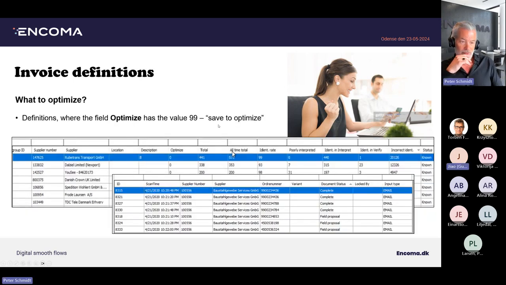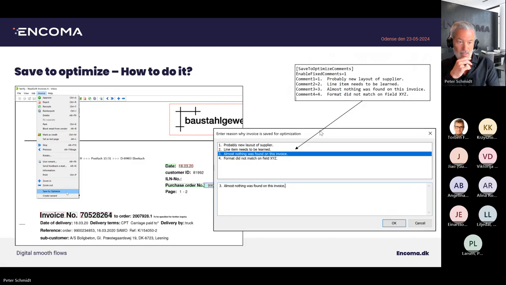Then we also have what we call the optimize field. This is the optimize field. By standard, it always says it's 0. To change this value to 99, you need to use the function save to optimize. And save to optimize is, just a second.